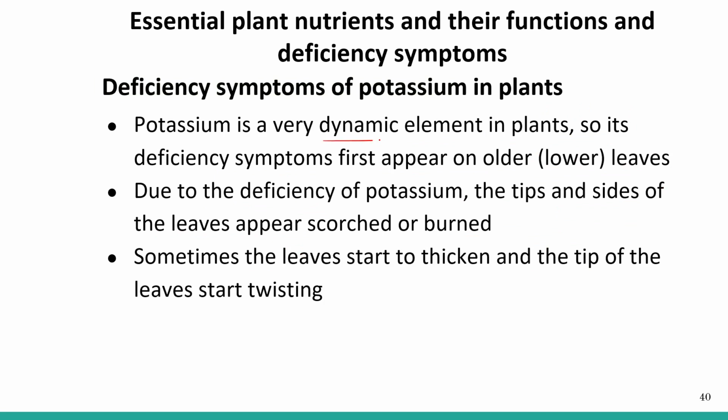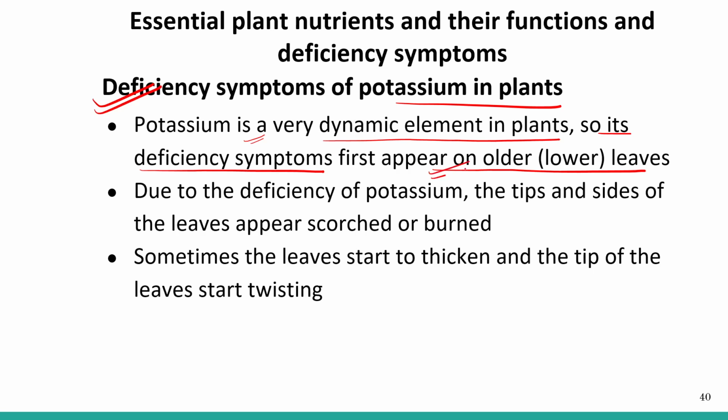Potassium is a very dynamic element in the plant, so its deficiency symptoms first appear in the older leaves. Let us talk about some of the deficiency symptoms of potassium in plants. Its deficiency first appears in the older, that is the lower leaves, meaning mature leaves.